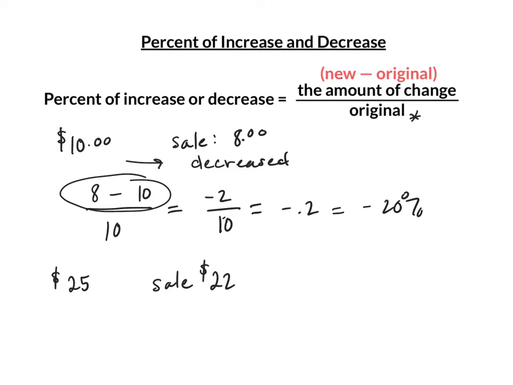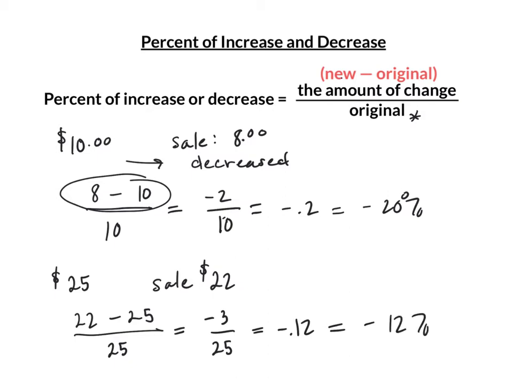So just like I did, I take the new price minus the old price, subtract, and divide by the original, which was 25. This would be -3 over 25, which ends up being, when you divide it on a calculator, 3 divided by 25 is -0.12. So that is -12%, meaning the price is going down 12%.